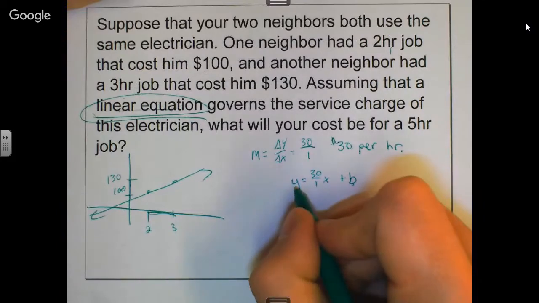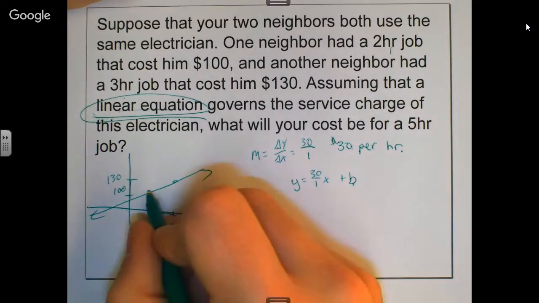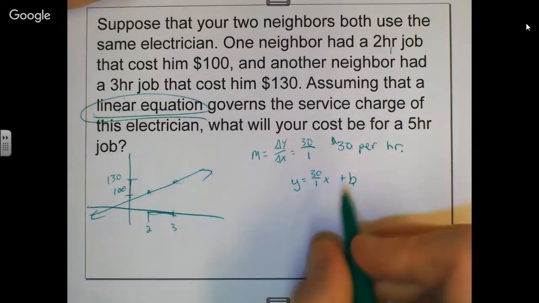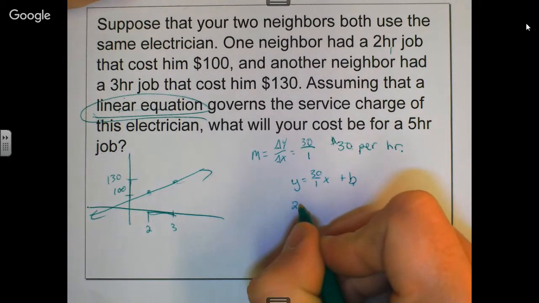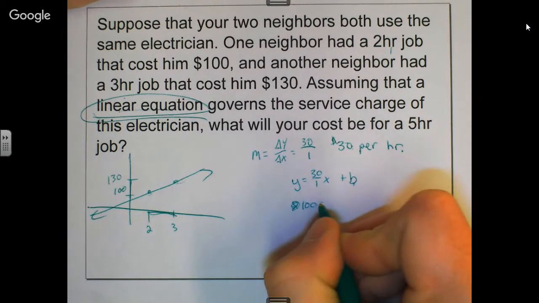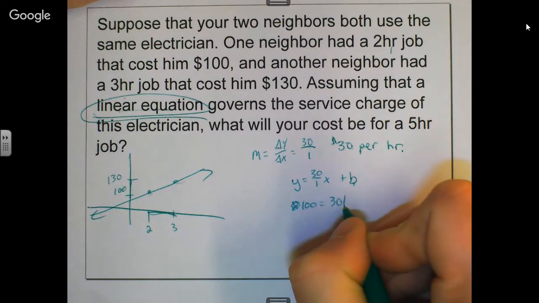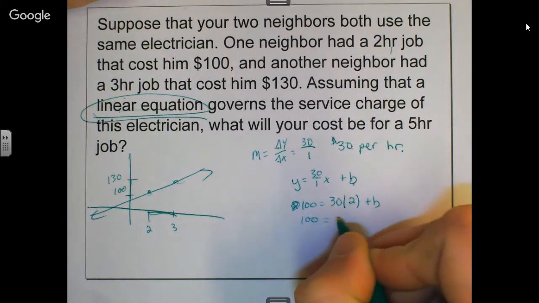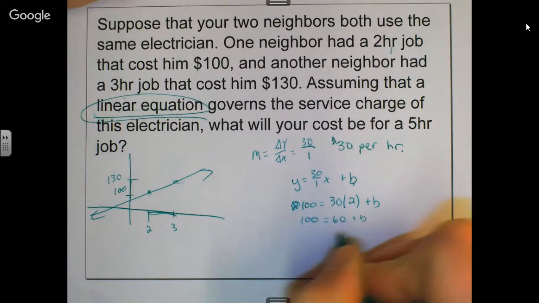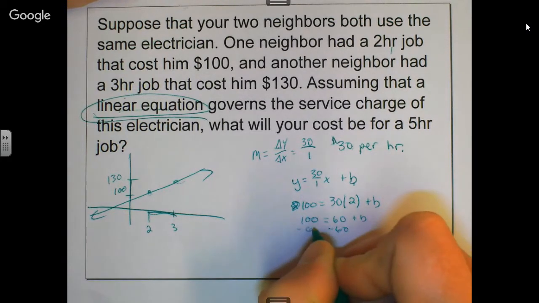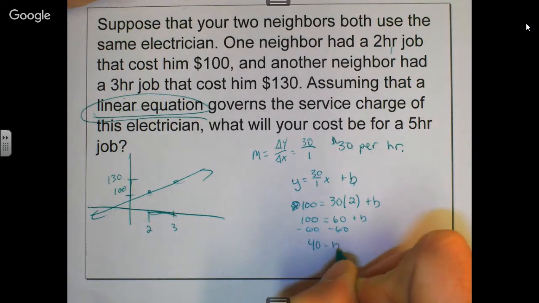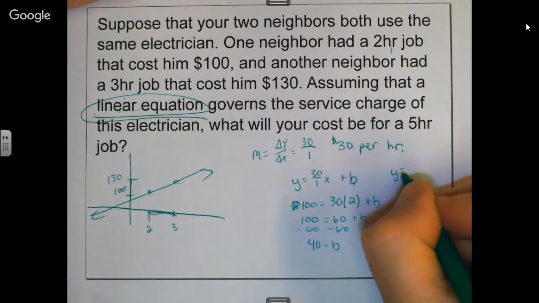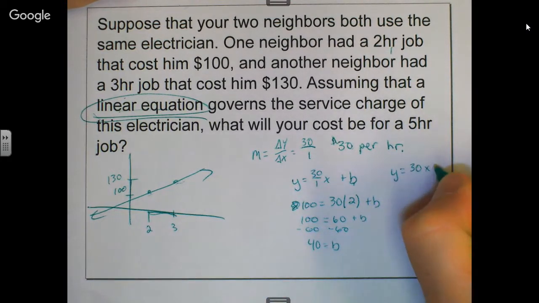Okay, so I'll take an x and a y. It doesn't matter which point over here I use. I'll use this one. So 100 equals 30 times 2 plus b. It's 100 equals 60 plus b. Subtract 60. So 40 equals b. So my equation is y equals 30x plus 40.